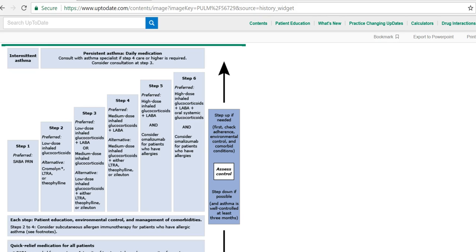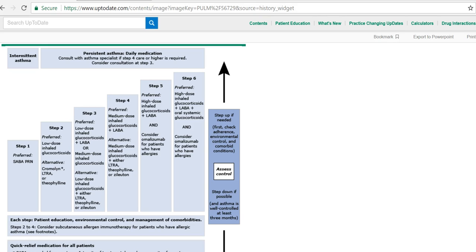So one thing to keep in mind at each step here, you're always wanting to perform education. You're always wanting to manage and control surroundings and triggers. You're also wanting to manage other medical conditions, comorbidities, right? And that's over here on the side. So we're always checking that at every step. And then you assess control.